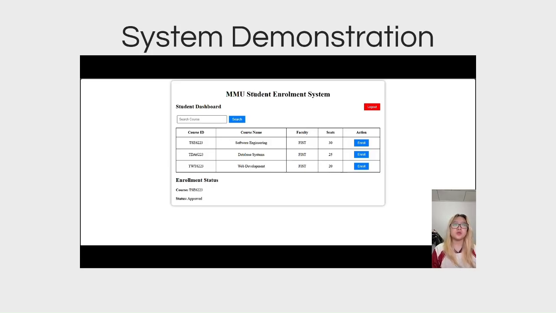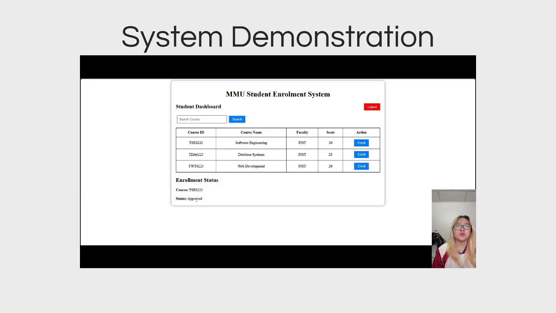Hi, I'm David Xi, and now I'll continue the demonstration. Now we can see that at the end of each course there is an enroll button. When we click it, it will show enrollment successful, and then we click OK, and at the bottom it will show the enrollment status. It shows the course, which is TSE 6223, and the status is approved.